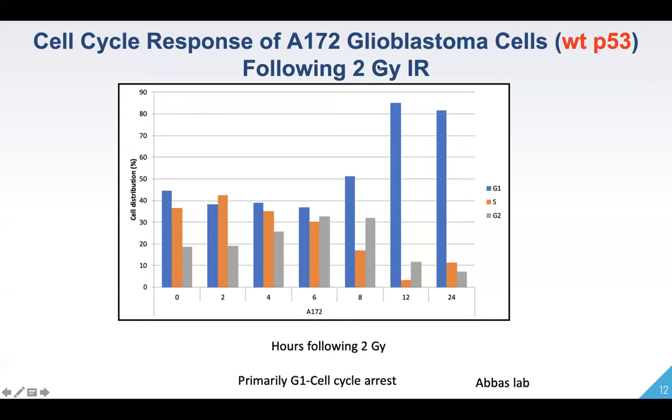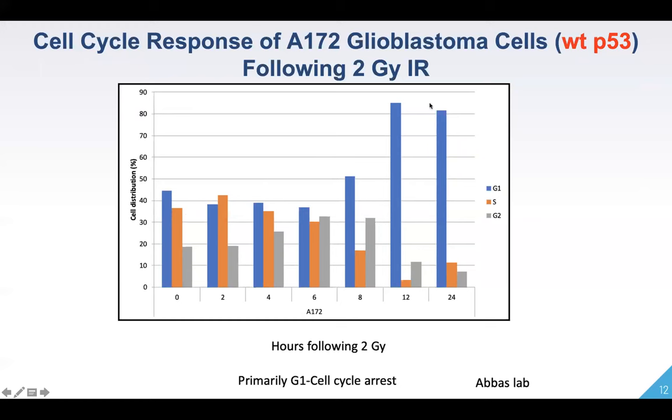These cells were exposed to grays, and they were monitored as a function of time for their cell cycle distribution, depicted here as G1 population, S population, and G2 population. So let's see what happens after exposure to 2 hours. G1 cells are gradually increasing beginning by 8 hours. So you can see cells are pretty much arrested in G1.